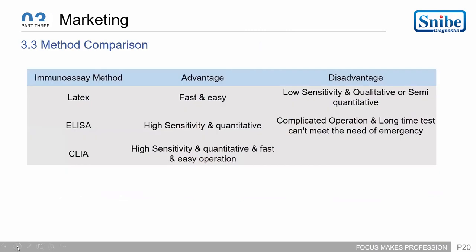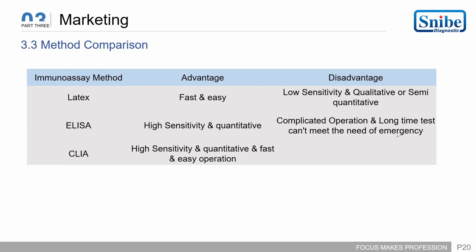So if we compare the methods of different immunoassays with these automatic systems, like latex or ELISA, the chemiluminescence technology has the greater advantage of higher sensitivity, quantitative results, fast and easy operation, and reliability. ELISA has high sensitivity and quantitative advantages, which is more similar to the chemiluminescence immunoassay technique, but the challenge is the complicated operation, the test procedures, and the expertise levels required, and the long testing time cannot meet the need of emergencies.